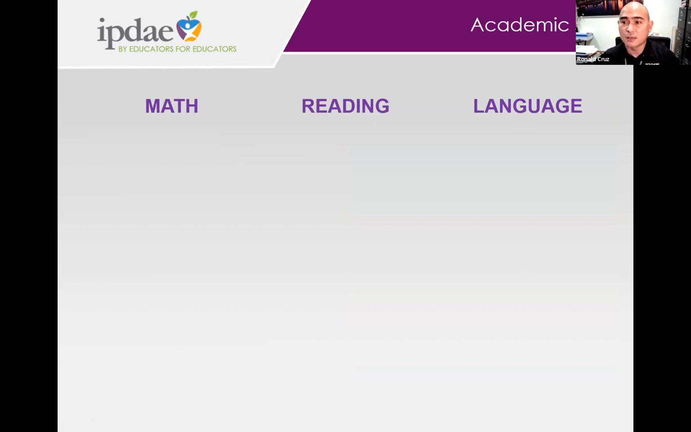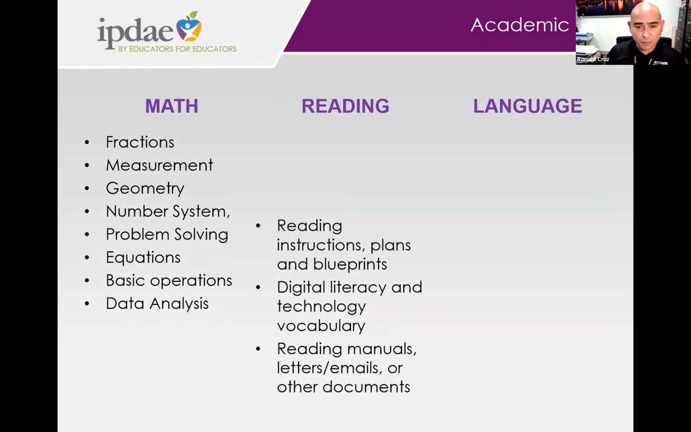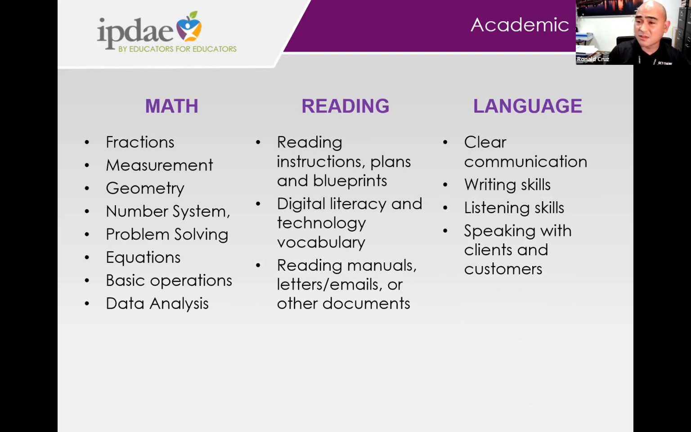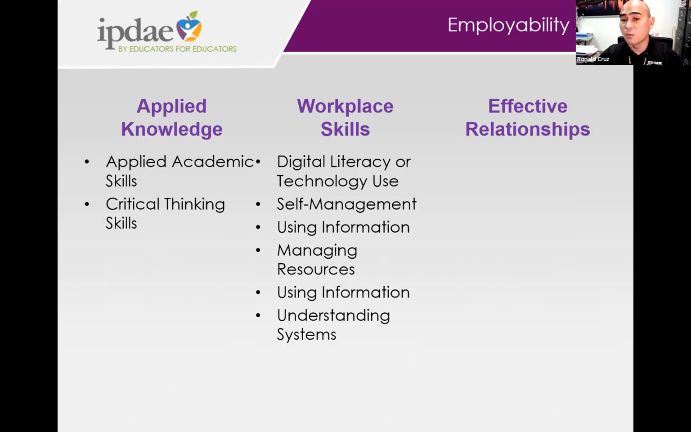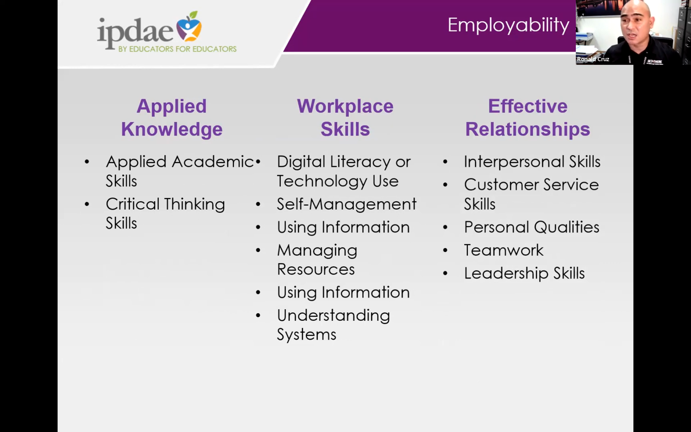So just to give you a quick overview, or just to remind you, what are the differences between these three components of IET? The academic skills, I'm sure you're familiar with the mathematics component, the reading components, and the language components that we are supposed to teach to our students. These are your everyday academic skills that you teach. Apart from that are the employability skills that we're supposed to integrate alongside or incorporate within our classroom activities in teaching those academic skills, such as applying knowledge, workplace skills, and effective relationships. These are all taken from the employability skills frameworks.